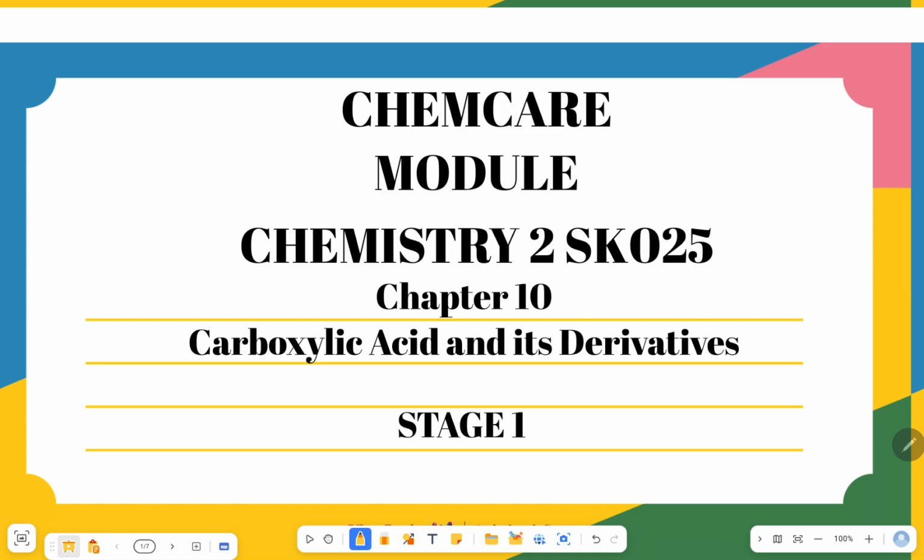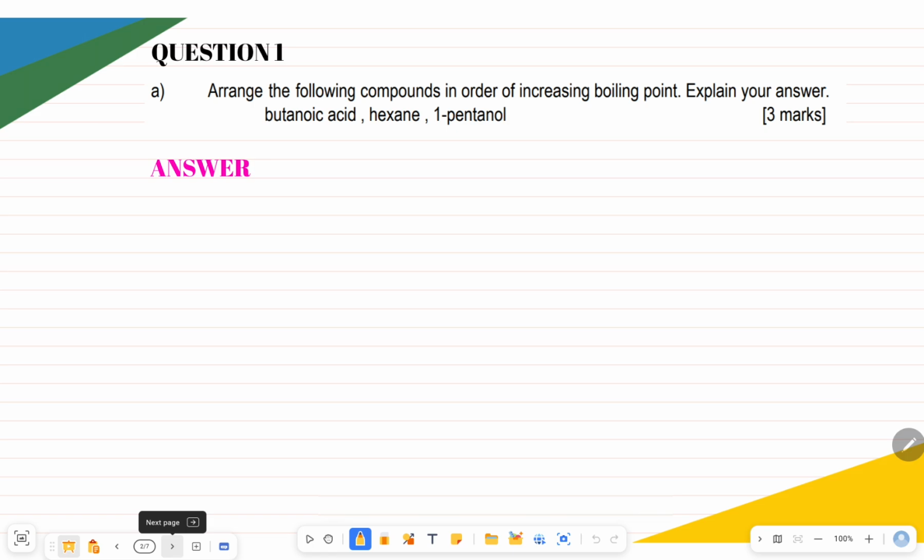So this will be the explanation for CHEMCARE module, Chemistry 2 SK025 for Chapter 10, Carboxylic acid and its derivatives. This is going to be for stage number 1 first. Okay, so we proceed with question number 1A. Arrange the following compounds in order of increasing boiling point, and then explain your answer.